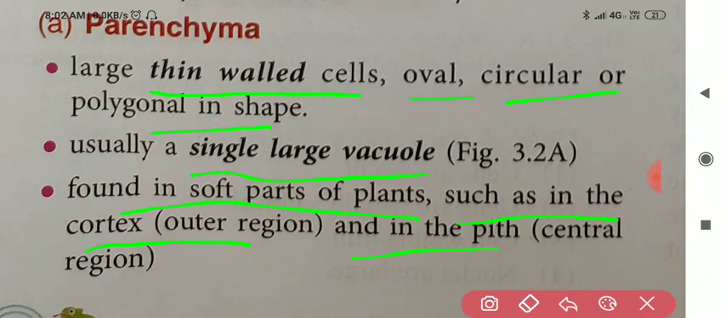So, first thing is large thin walled cells. They are oval, circular or polygonal in shape. Next, they usually have a single large vacuole. Next, parenchyma is found in soft parts of plants, such as in the cortex region and in the pith region. Clear? So these are the three characteristics of parenchyma.